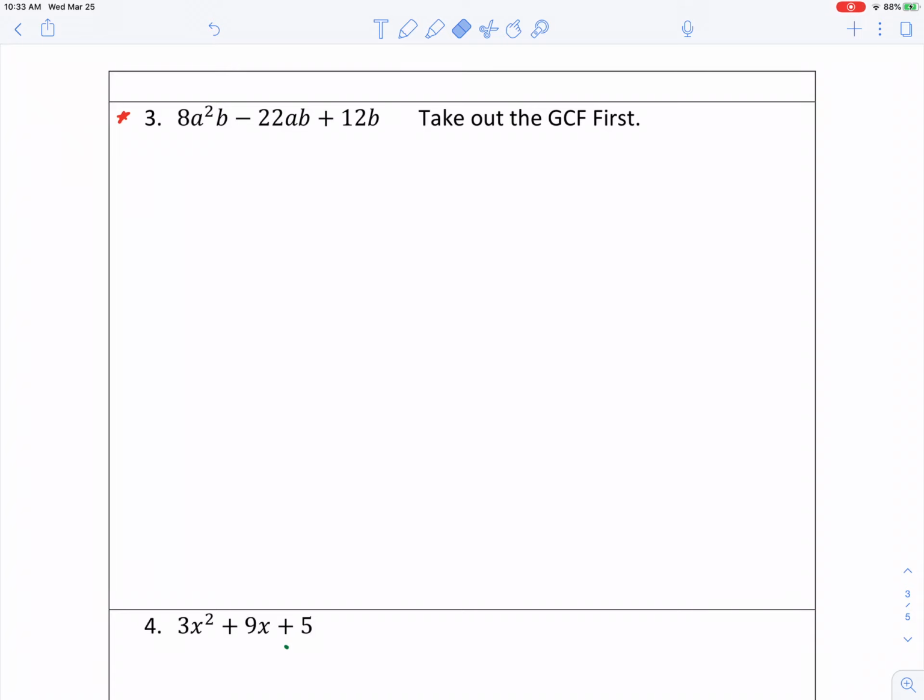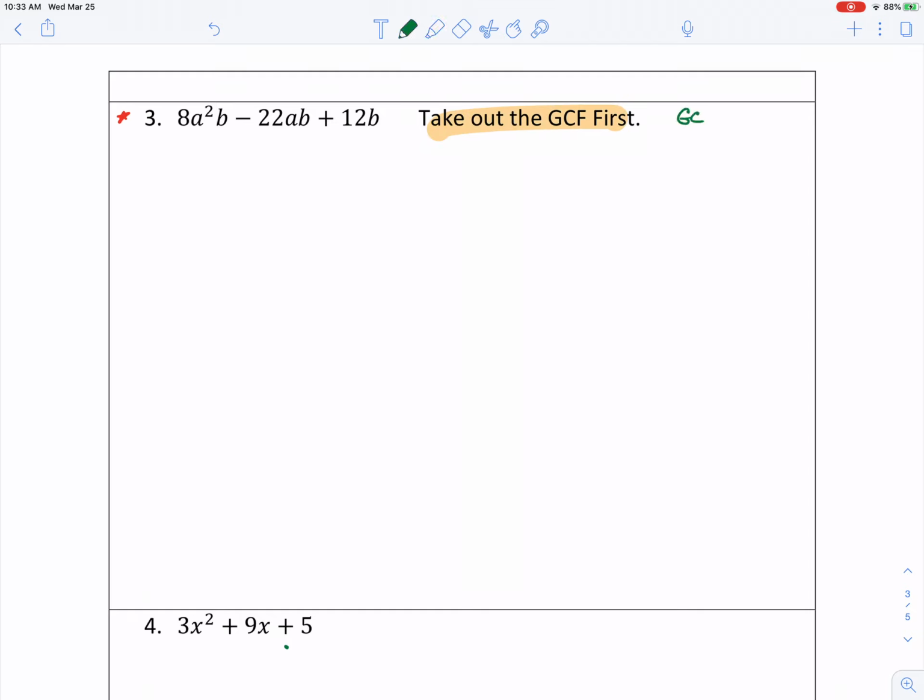Right, we're working on factoring trinomials where the lead coefficient is not 1. And this one is fairly complicated because not only is the lead coefficient not 1, it's got 2 variables in it. And it's also got a greatest common factor of 2 in it.